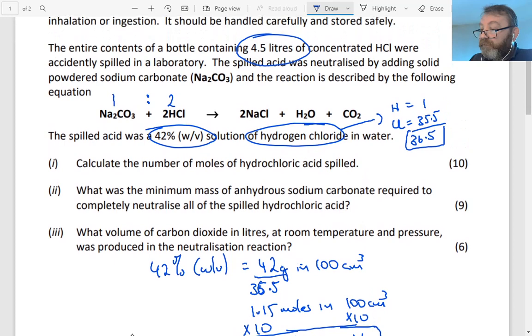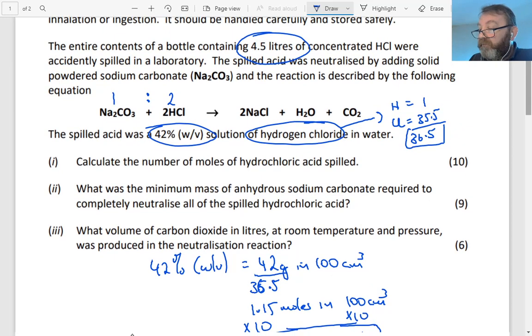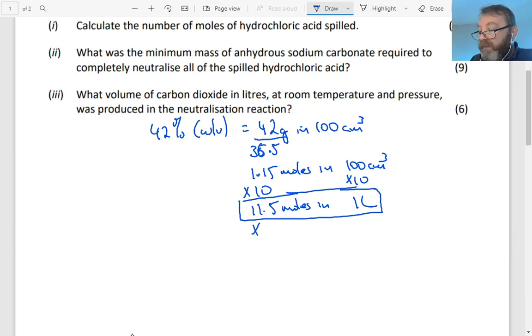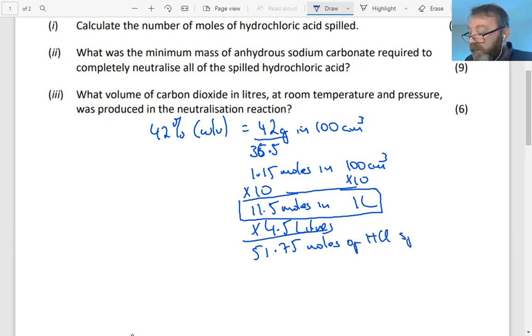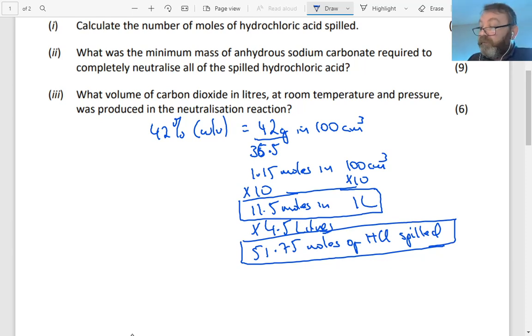Well, go back to the top of the question. We spilled 4.5 litres. So in other words, how many moles did I spill? So we just multiply that by 4.5. So 11.5 by 4.5 comes out as 51.75 moles of HCl spilled. Okay, so you notice how I'm working with moles all the time. It's the center of the chemist's universe. It is our sun. Okay, for want of a better phrase, we have to use it. Okay, so 51.75 moles of HCl spilled, and that's the first part for 10 marks.